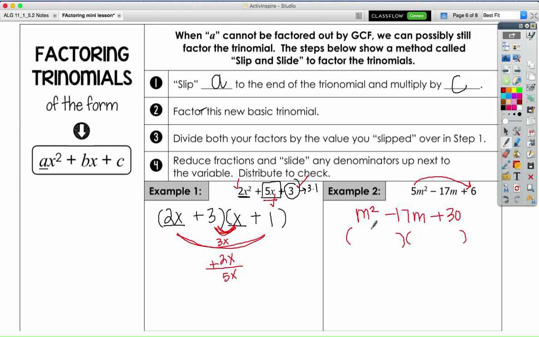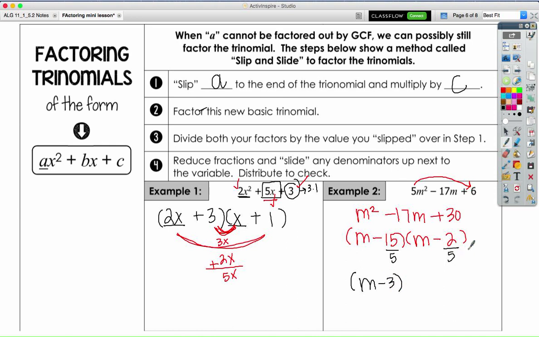So we say m squared came from m times m. A positive 30 tells me my signs match, but a negative 17 tells me they were both negative. The factors of 30 that also add up to negative 17 must be a negative 15 and a negative 2. Because we multiplied by a 5 in the beginning, we have to come back and undo that, so we divide by the number we slipped down there. So we're going to divide by 5. 15 over 5 turns into 3, it reduces to 3, so m minus 3.